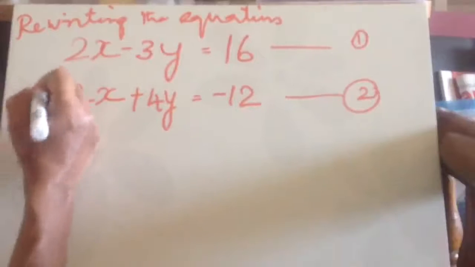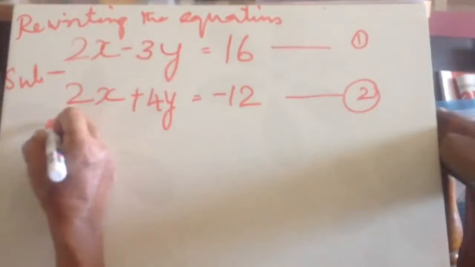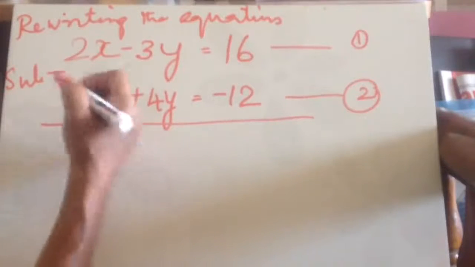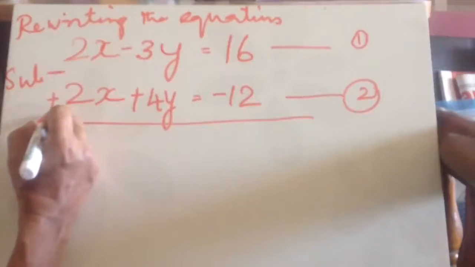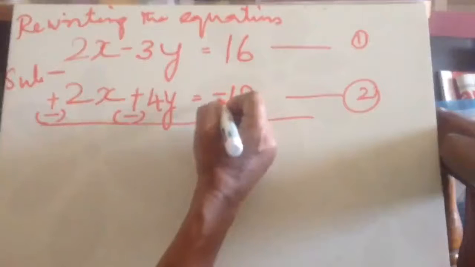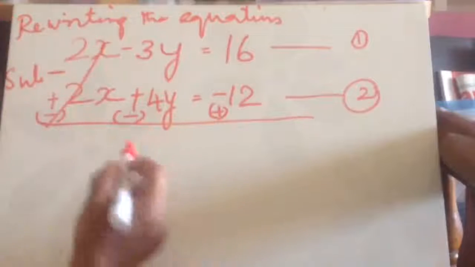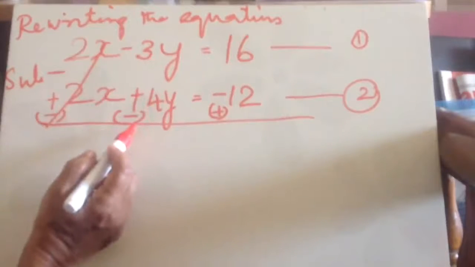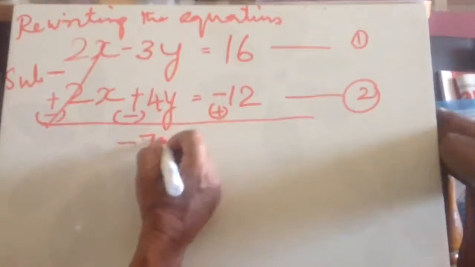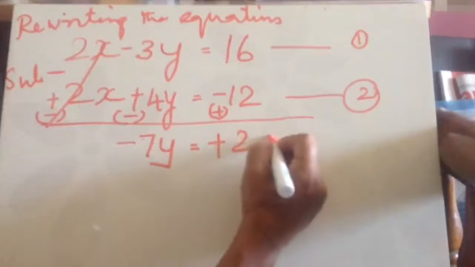Now subtract these two equations. Let us subtract, so put a minus sign. The sign changes when you subtract one equation from the other. Already it was plus, now it has turned into minus, and this minus has turned into plus. 2x minus 2x, you cancel it. Now minus 3y and minus 4y, we always know we have to add if they have the same sign. So it is minus 7y, and this is plus 28.